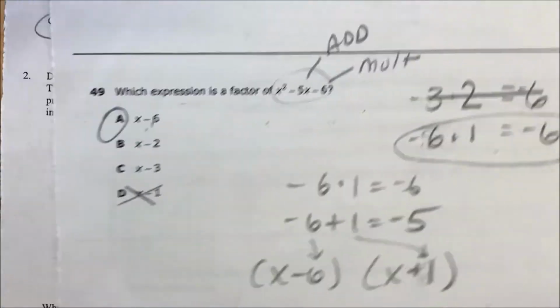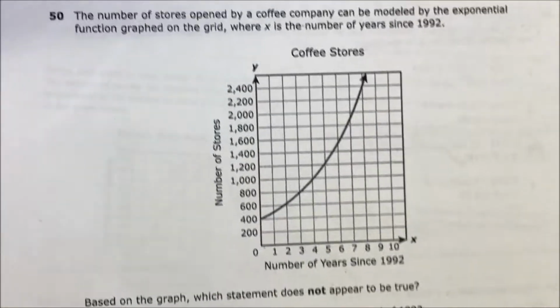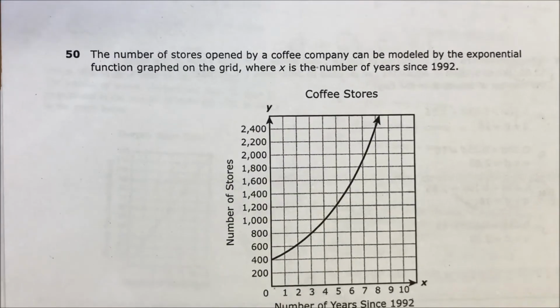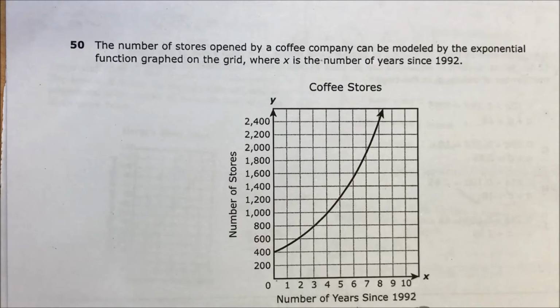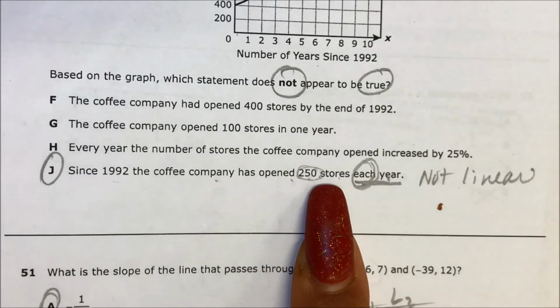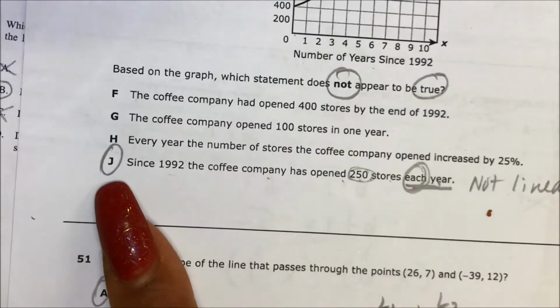Let's talk about number 50. On 50, I see coffee stores, and it wants to know which below is not true. Well, it's obvious. It has to be J, because it says that the company has opened 250 stores each year. When you say that, you're talking about a linear movement, and it would be consistent. So, given that this is not a linear graph, J is not true.